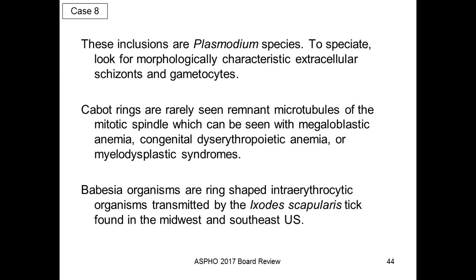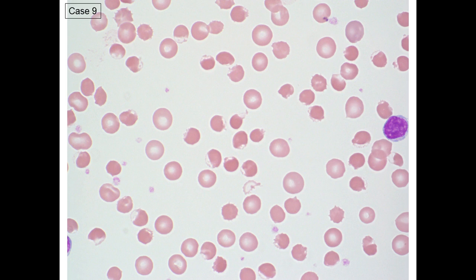These are ring-shaped intraerythrocytic organisms, but they're transmitted by the Ixodes scapularis tick, typically in the spring and summer in the Midwest and Southeast United States. And this clinical vignette stated that it was a winter travel to Nigeria. Okay, case 9.